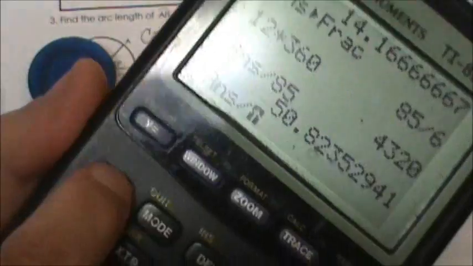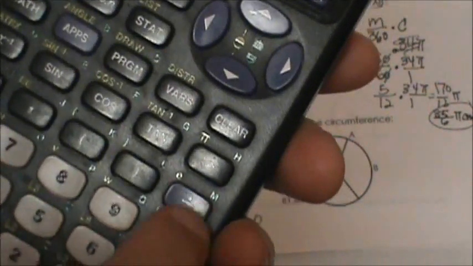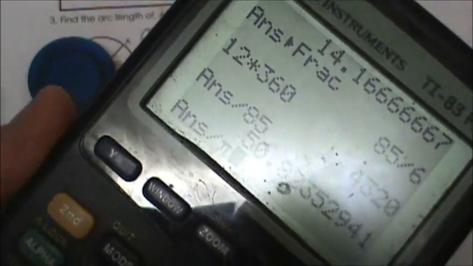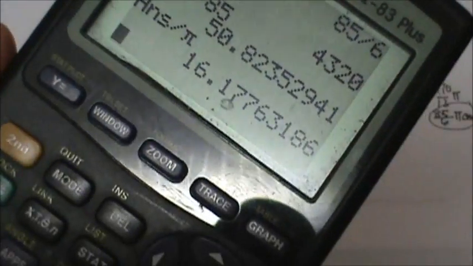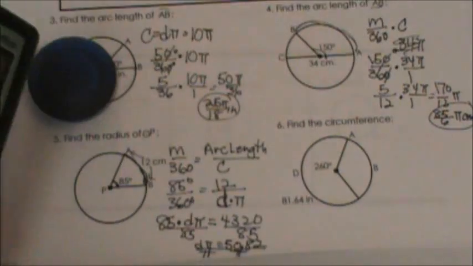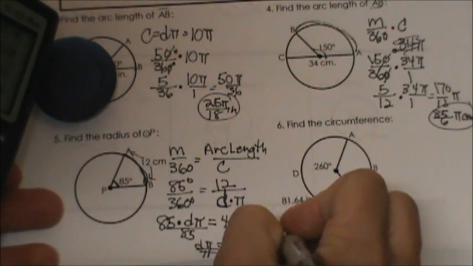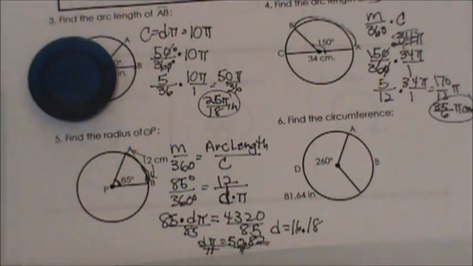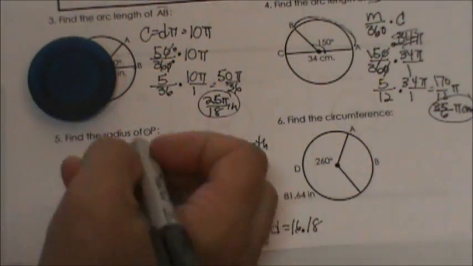So I'm going to do second function, and I'm going to hit this arrow key, and up comes pi. And so I'm getting 16.18. I'm going to round it off to 16.18. Okay, so diameter equals 16.18. That's my diameter. Am I done yet?